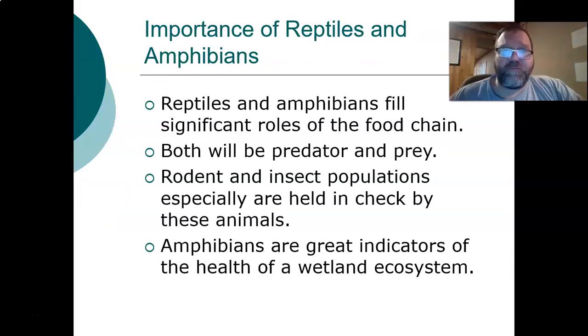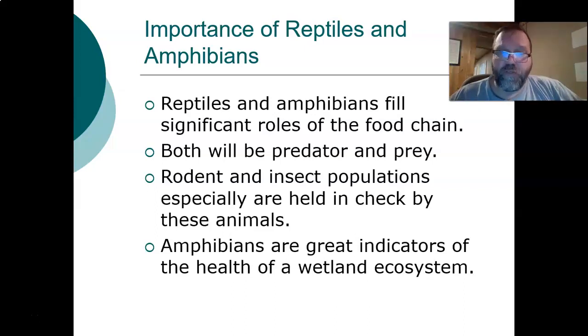Reptiles and amphibians fill a significant role of the food chain. Both will be predator and prey. They're going to be the ones that eat others, and they're going to be the ones that themselves are eaten. That's what it means for predator-prey. Rodent and insect populations especially are held in check by these animals. The main diet of reptiles and amphibians is insects, and there are tons of insects all over. In fact, without reptiles and amphibians, they would probably take over the planet.